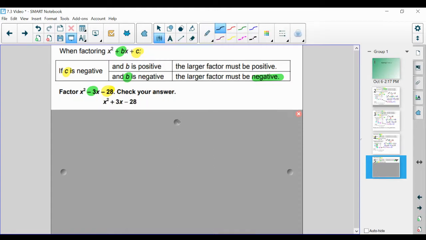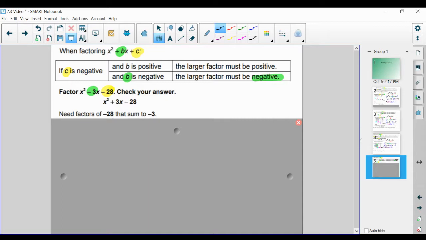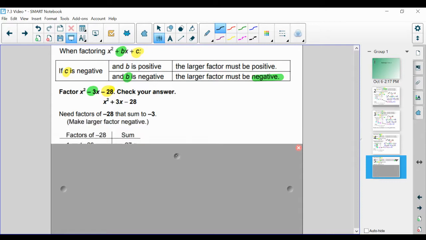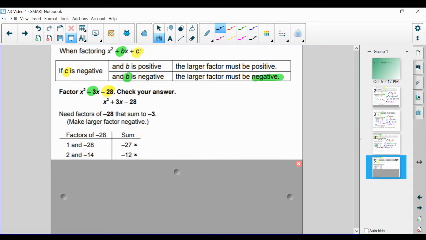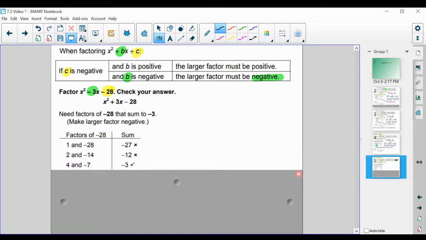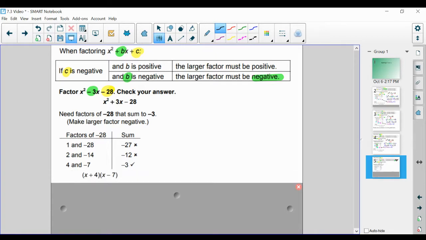So let's list out those factors. We need those factors of -28 that add up to -3. But remember, the larger factors are going to be negative. So we have 1 and -28, that doesn't work. 2 and -14, that doesn't work. 4 and -7, that does work. So we're going to replace the 4 and -7 within our set of binomials. We have x plus 4 and x minus 7 within the FOILing process.